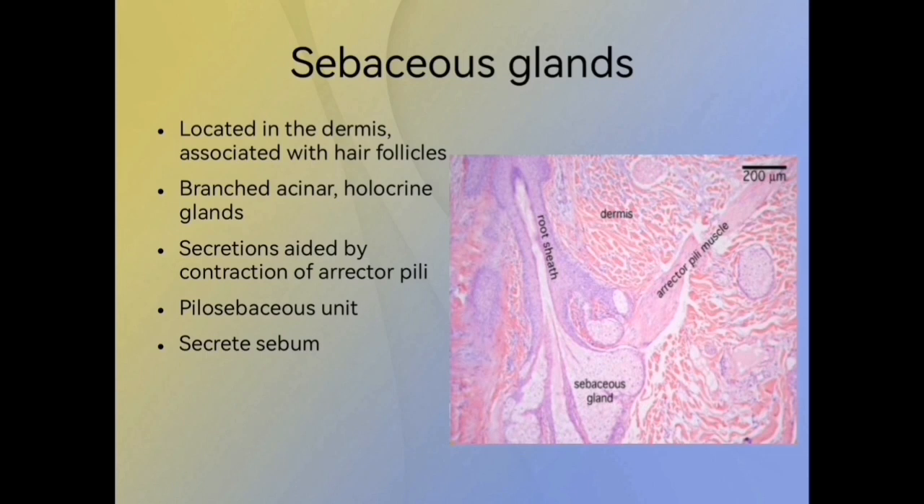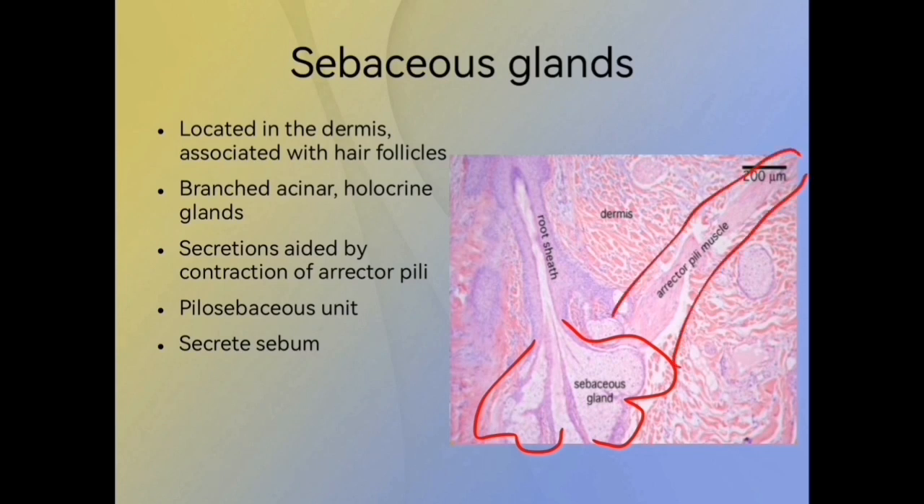As sebaceous glands, they are branched acinar glands. You can see here they are branched acinar glands. The secretions from the sebaceous glands are aided by the contraction of our arrector pili muscle. So when the arrector pili contracts to erect the hair, it also aids in the secretions from the sebaceous glands.